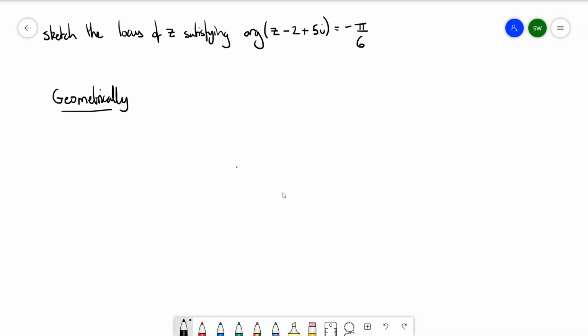So now we're going to look at a very similar example, but this time we know that the argument of this complex number is a negative argument, so minus pi over 6. So let's think about this purely geometrically to start with.